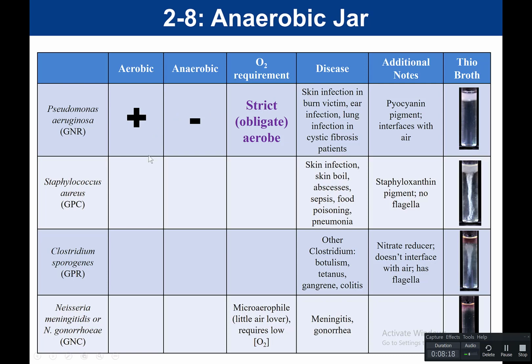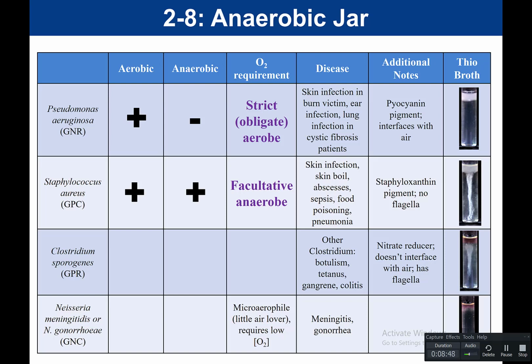Next, we have our Staphylococcus aureus. This is a gram-positive coccus. So notice Staphylococcus, grape-like clusters of round or spherical bacteria. So this is a gram-positive coccus. Did it grow aerobically? Yes. Did it grow anaerobically? Yes. We call this oxygen requirement a facultative anaerobe.